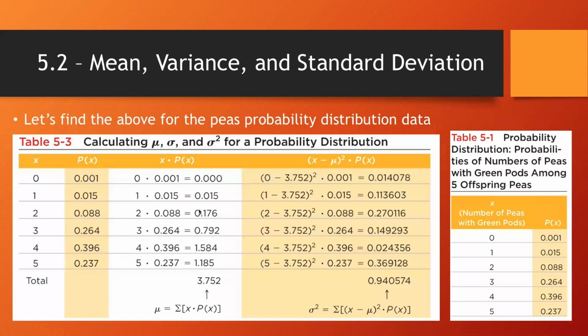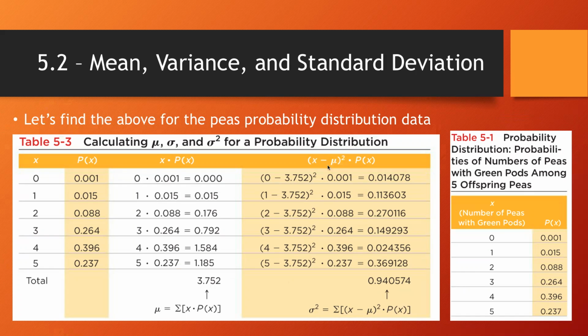On this next slide, here is how we calculate the mean. So x times p of x. You take the random variable's value times its probability, you get a number, and then you sum them together. And in this case, we get 3.752. That is the mean from the probability distribution. So remember how I said it probably lies between 3 and 4? That's where the mean is, 3.752.